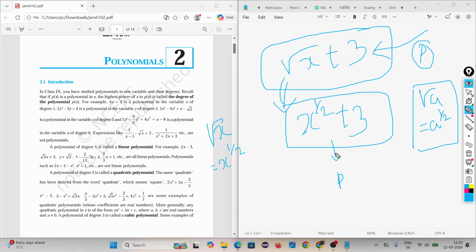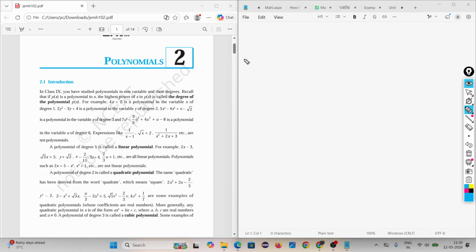X power 1 upon 2 plus 3. Is it a polynomial? It's an algebraic expression, but now you have to focus on polynomial. It is not a polynomial because the power of x is a fraction. We have to find the variable power as a whole number, but here we are getting a fraction, so it is not a polynomial. Okay, then look at the next example.